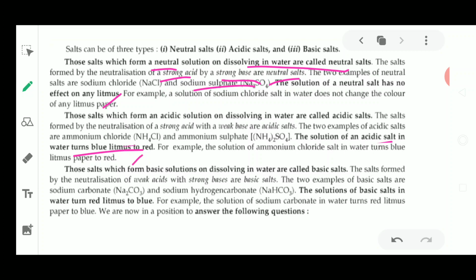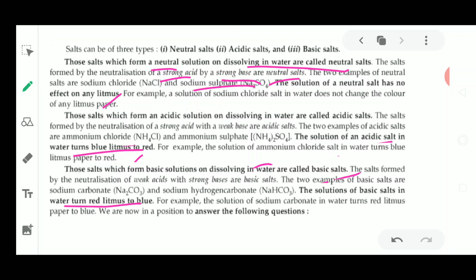Next is the salt which is obtained from a basic solution, known as a basic salt. Why is it called a basic salt? When you take a strong base and mix it with a weak acid, basic salts are formed. Two examples of basic salts are sodium carbonate and sodium hydrogen carbonate. When we add the solution of sodium hydrogen carbonate or sodium carbonate in water to litmus paper, red litmus is going to turn to blue. So remember that these are the basic salts.